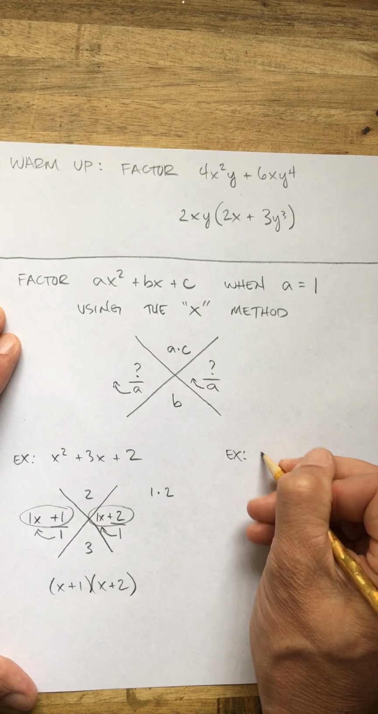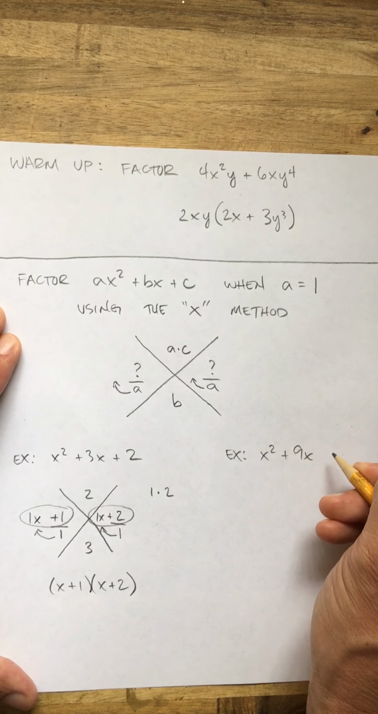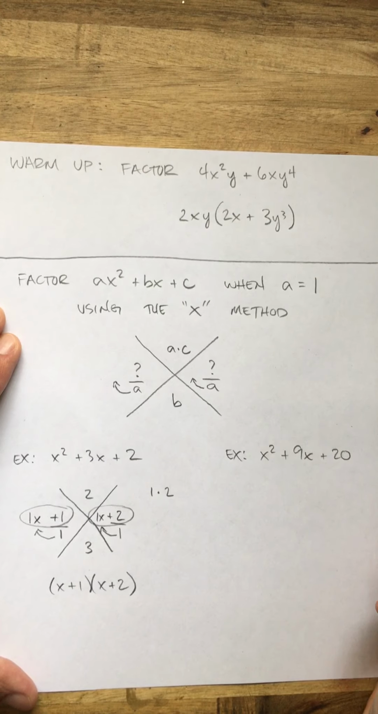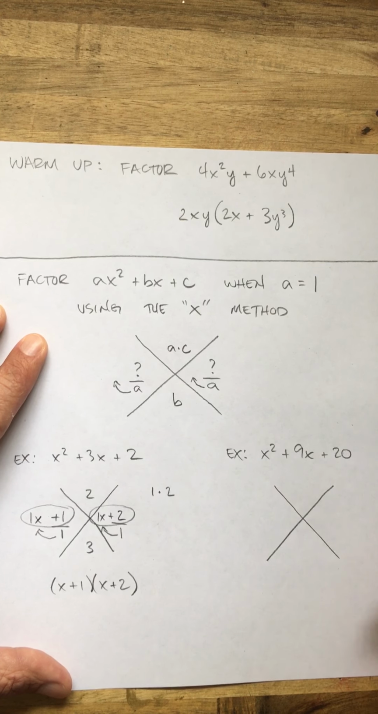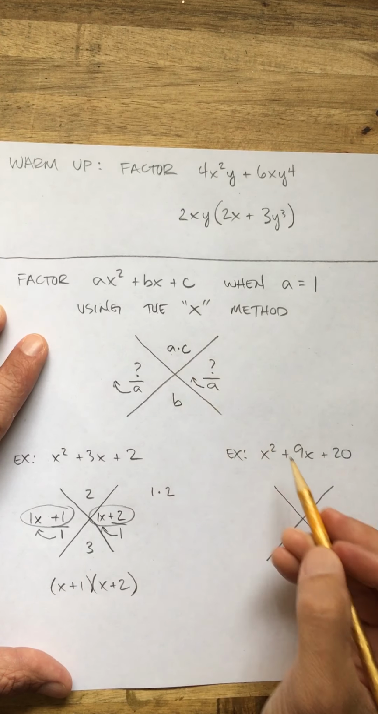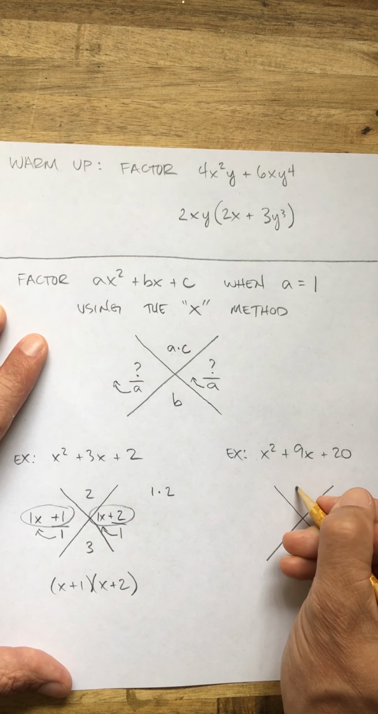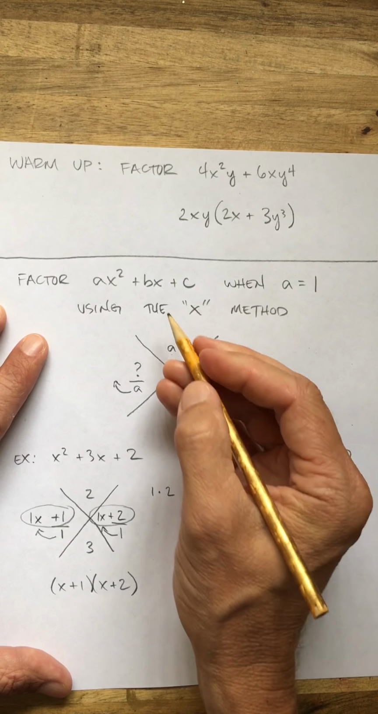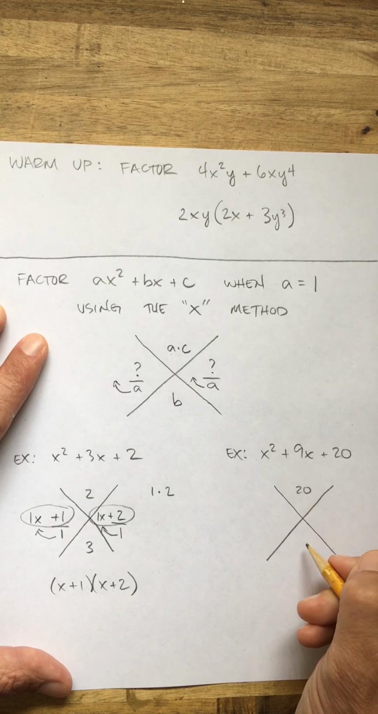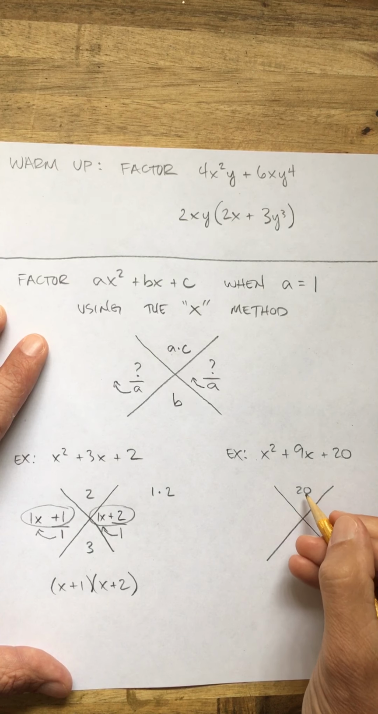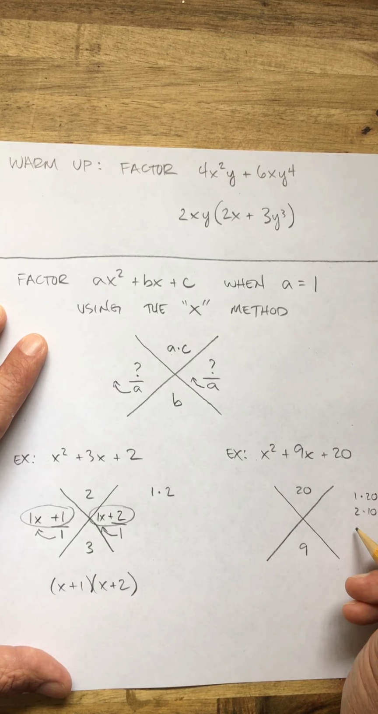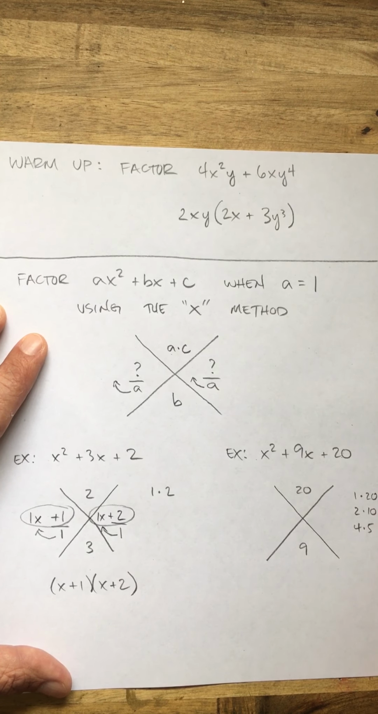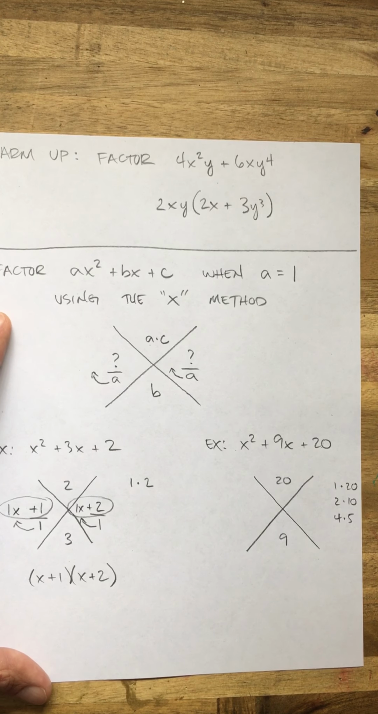I have x squared plus 9x plus 20. All right, here we go. I'll draw my x. Okay, it's always a times c, so that's 1 times 20, which is 20. Okay, over the b is 9. Okay, and now let's try factors of 20. I know 1 times 20. I know 2 times 10. 4 times 5. Those are the only factors of 20, okay?